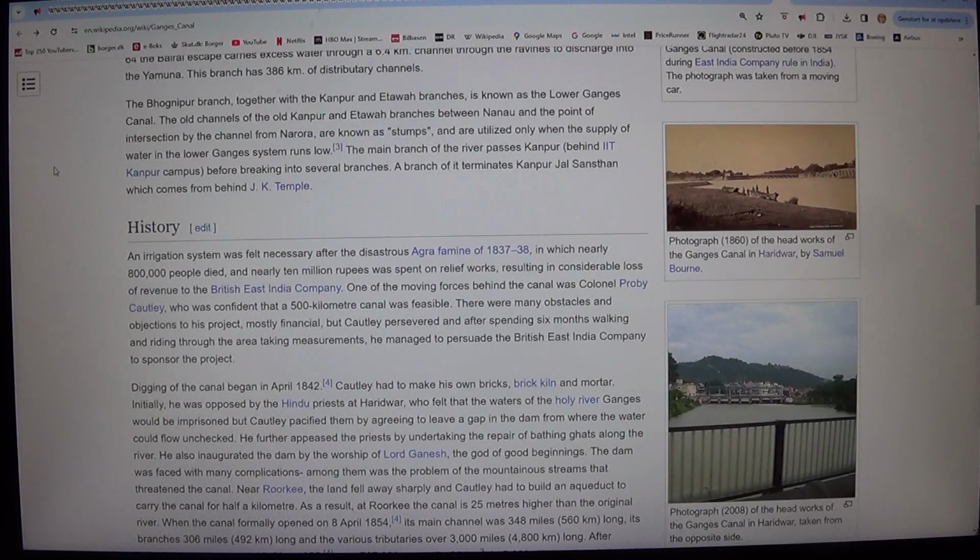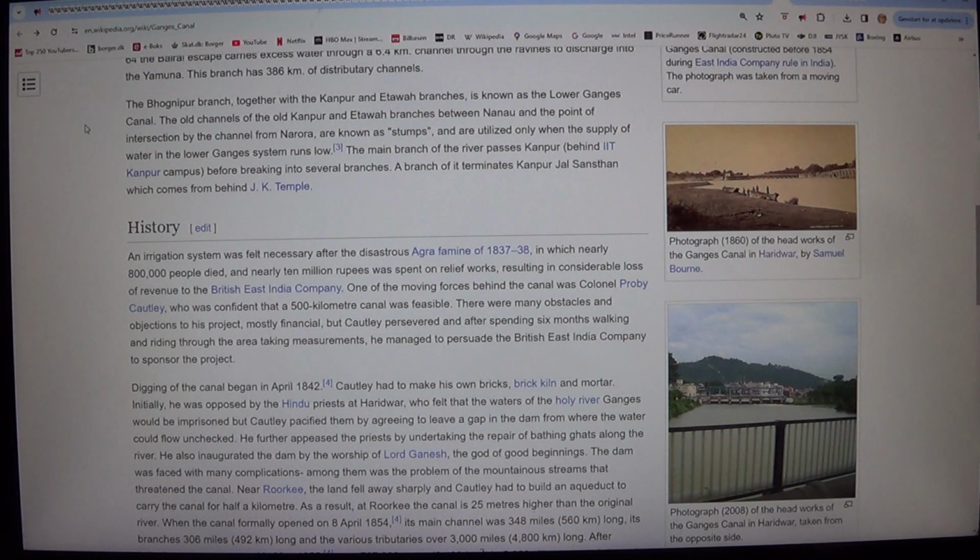The Purnupa branch, together with the Kanpur and Itawa branches, is known as the Lower Ganges Canal. The old channels of the old Kanpur and Itawa branches between Nanor and the point of intersection by the channel from Narura are known as stumps, and are utilized only when the supply of water in the Lower Ganges system runs low. The main branch of the river passes Kanpur, behind Lid Kanpur campus, before breaking into several branches. A branch of it terminates Kanpur Jal Sansthan which comes from behind JK Temple.